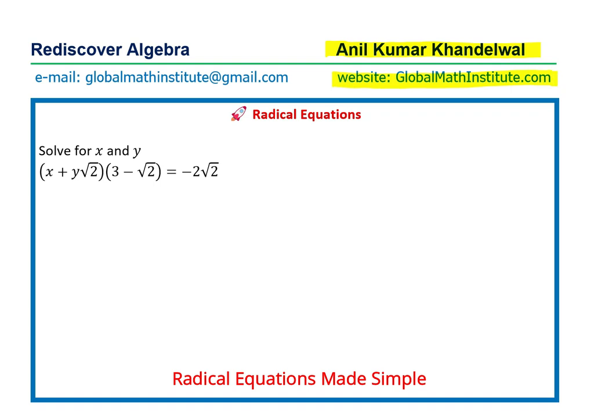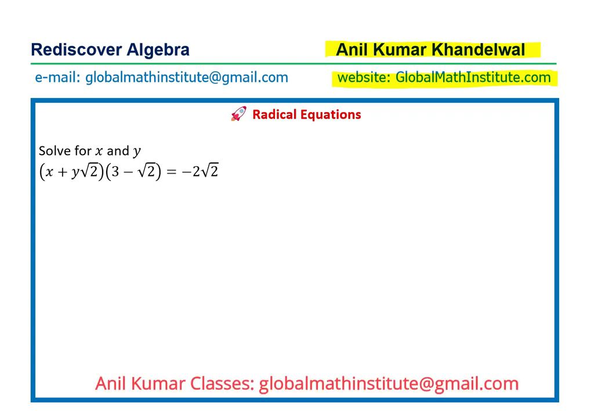In this video, we are going to discuss an excellent question shared by one of our subscribers. We are going to solve for x and y, where the equation is (x + y√2)(3 − √2) = −2√2. Now, the beauty of this equation is that there are two unknowns, x and y, and we have only one equation, and that makes it extremely difficult. How do we solve such an equation is what you're going to learn in this particular video.